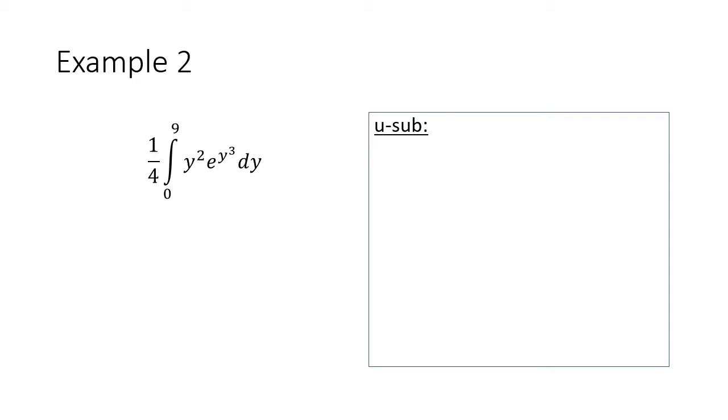And my u is going to be my inside function, right? The chain rule and u sub are two sides of the same coin. So my inside function is clearly going to be y cubed. And then du dy is obviously going to have to be 3y squared. And now, at this point, there are different techniques for how to continue with u sub. If you learn a different method than I did, that's fine. Just get the right answer, and I'll be happy.